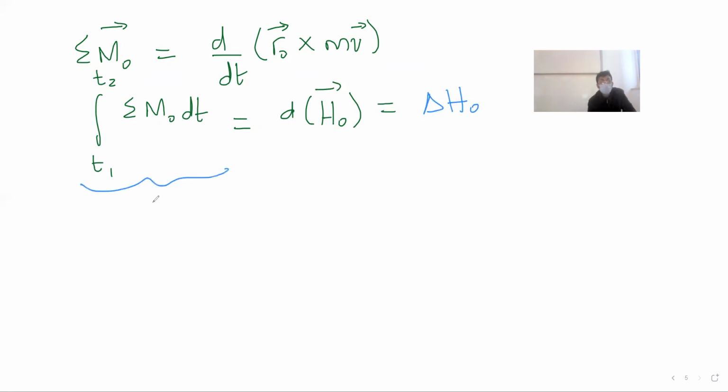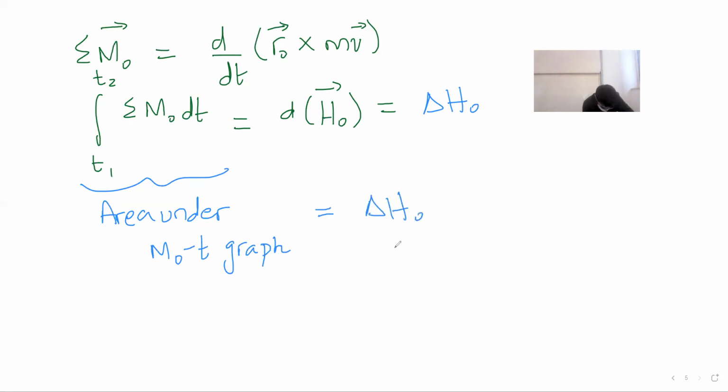So you say that area under the, do you remember impulse was equal to F into T, and it was equal to the change of linear momentum, right? mv2 minus mv1. This fellow pretty much looks similar. Now you have integral of M naught dt, and you have this chunk sitting on the right hand side. So area under the M naught t graph, which is equal to delta H naught. This fellow is a vector. Sorry, this is a vector.